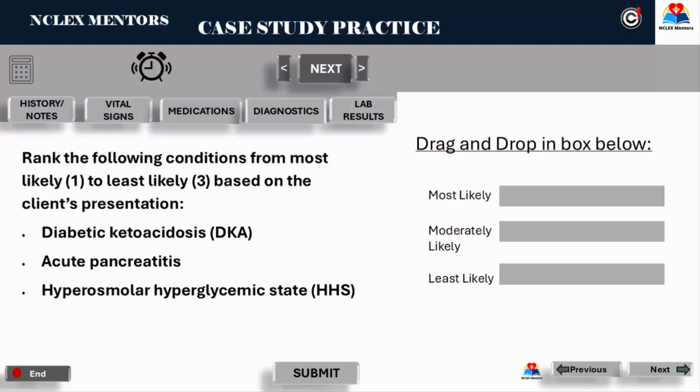Question 3. Prioritize hypotheses. Rank the following conditions from most likely, 1, to least likely, based on the client's presentation. Diabetic ketoacidosis, DKA, acute pancreatitis, hyperosmolar hyperglycemic state, HHS. Let's think this through.